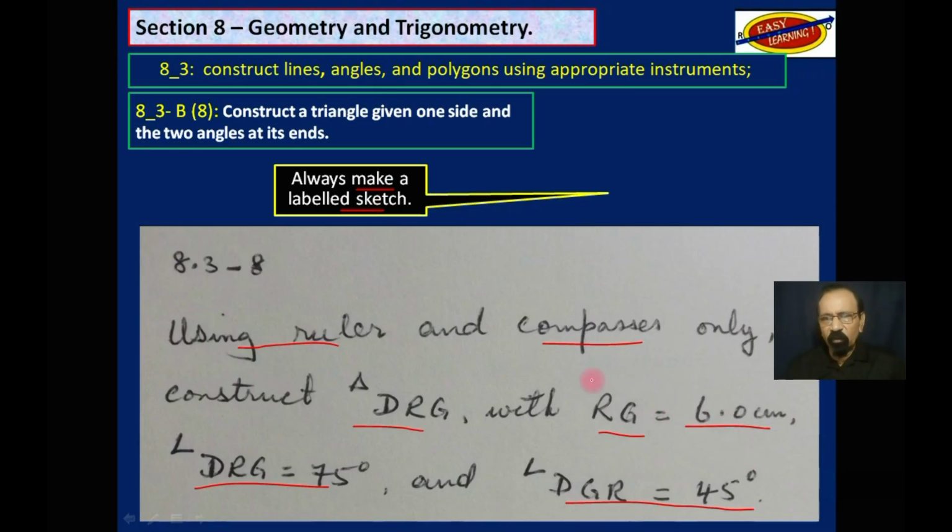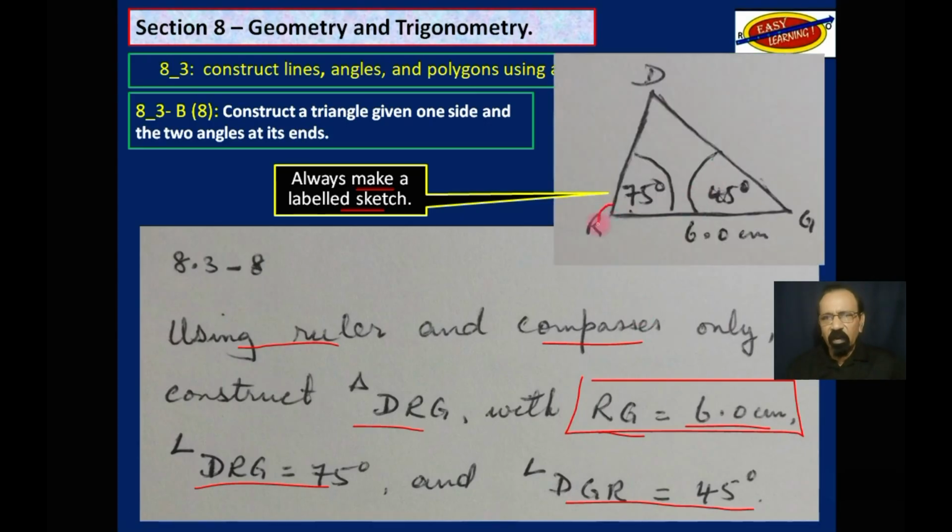You are only given one side, so we will use that as the base, which would be RG 6 centimeters. And then up here you will sketch an angle of 75 degrees. Over here you will sketch an angle of 45 degrees. Extend them until they reach at D. Once you can do that, constructing that triangle becomes very easy.